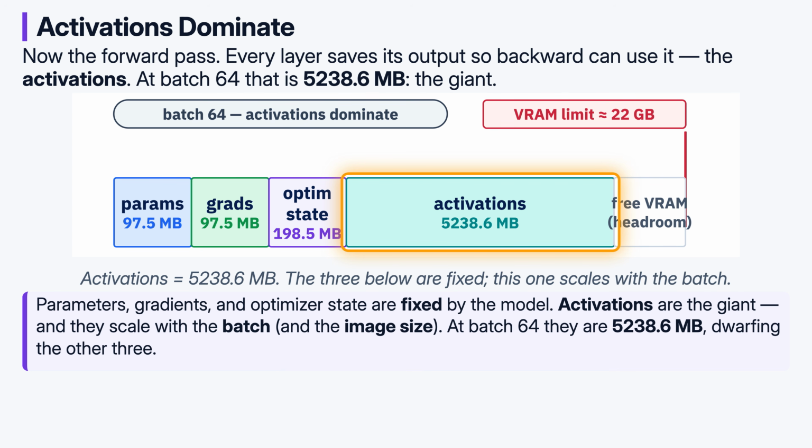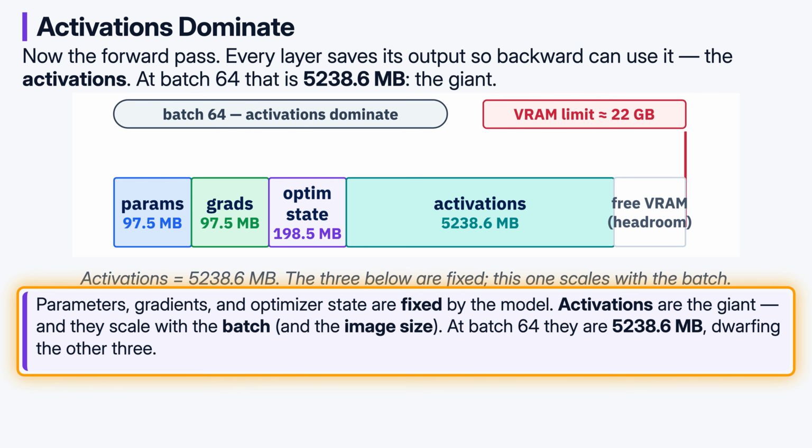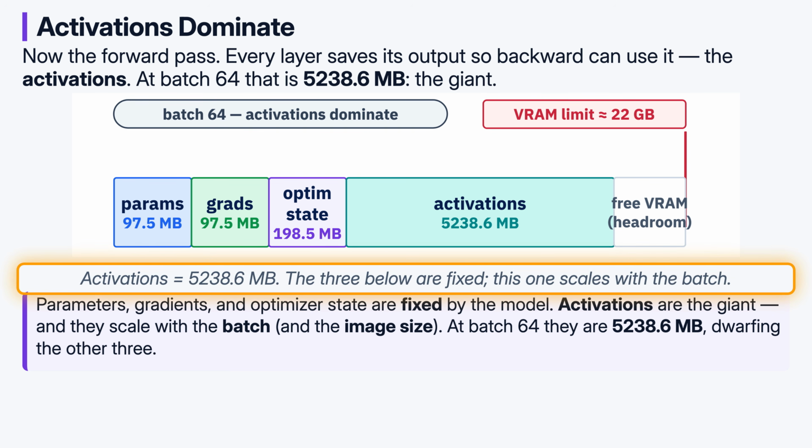Now the forward pass. Every layer saves its output so backward can use it. Those are the activations. At batch 64, that is 5,238.6 megabytes. Parameters, gradients, and optimizer state are fixed by the model. Activations are the giant. They scale with the batch and the image size. The whole bar is about 5.6 gigabytes. Still well under the ceiling, but activations dominate.